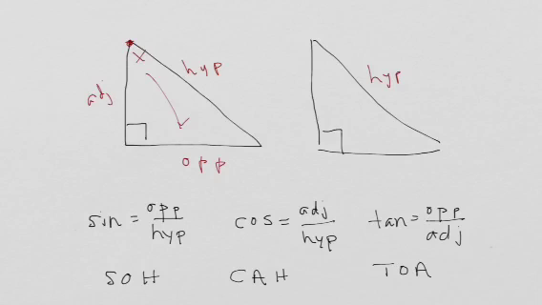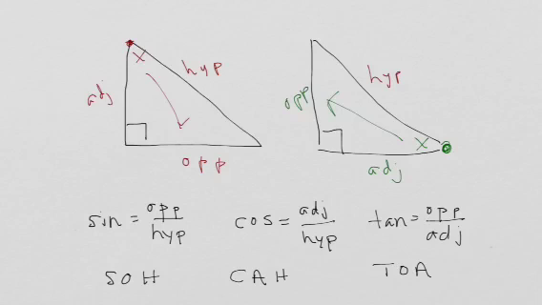Now, the same triangle on the right-hand side, if I'm standing this time over here in this bottom right-hand corner, then the side opposite from me is across, and then the side next to me is adjacent. So the same triangle can have two different setups. It all depends on which angle you're looking at.